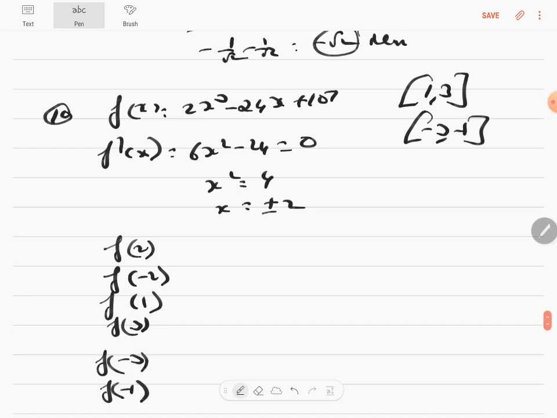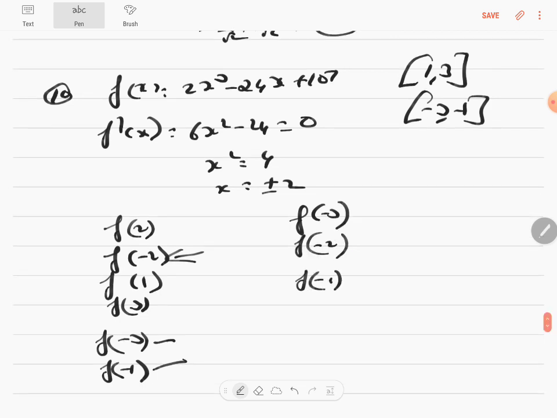Write it in order. Okay, you will get a minus 2 between minus 2 and minus 3. So write f of minus 3, f of minus 2 and f of minus 1 in one order, and then f of 3, f of 2 and f of 1 in another order, and then verify in the question.